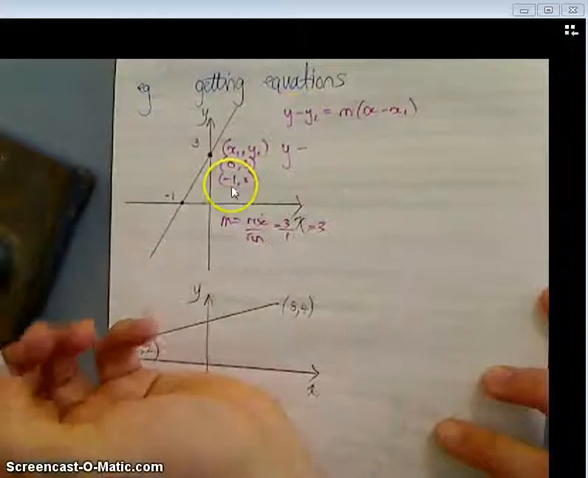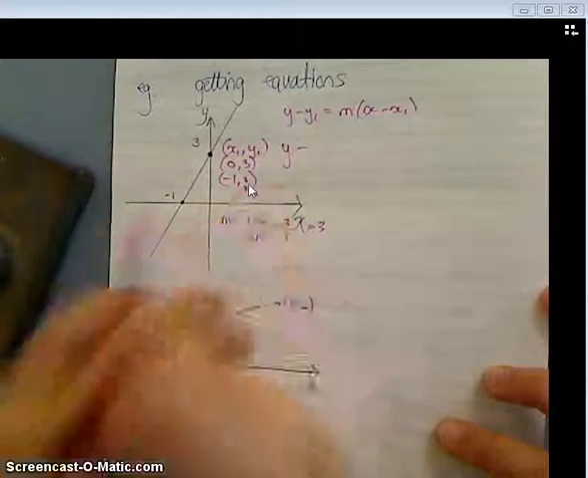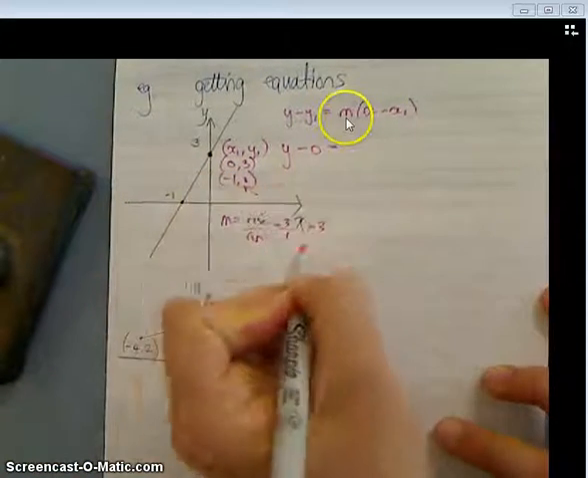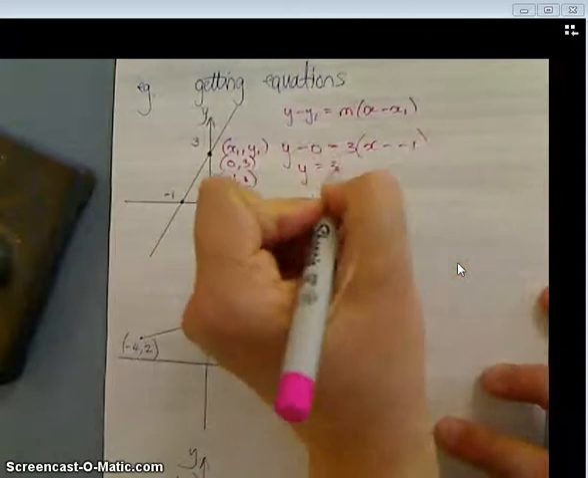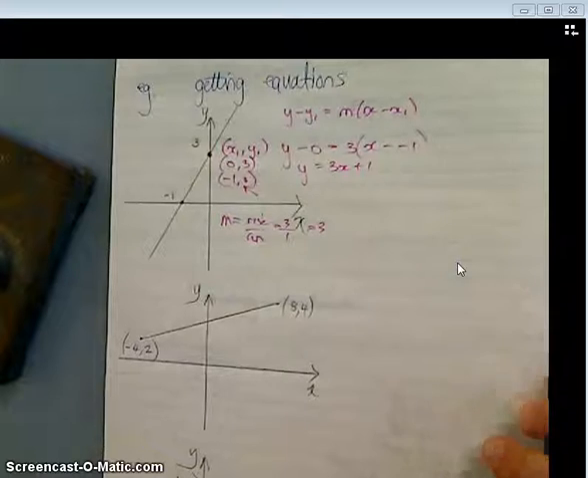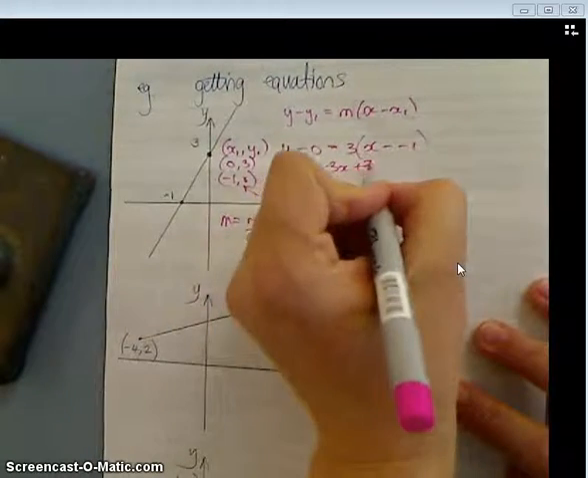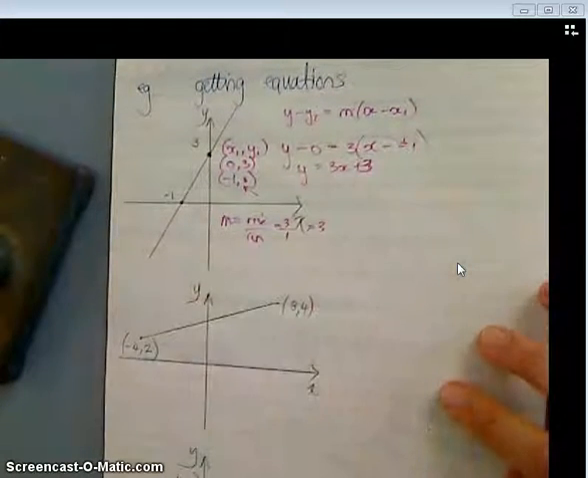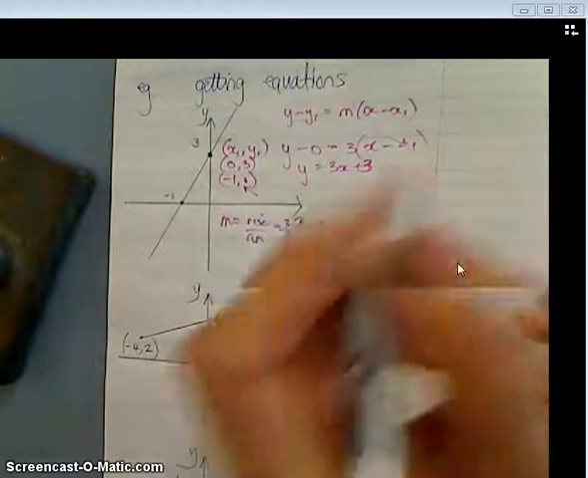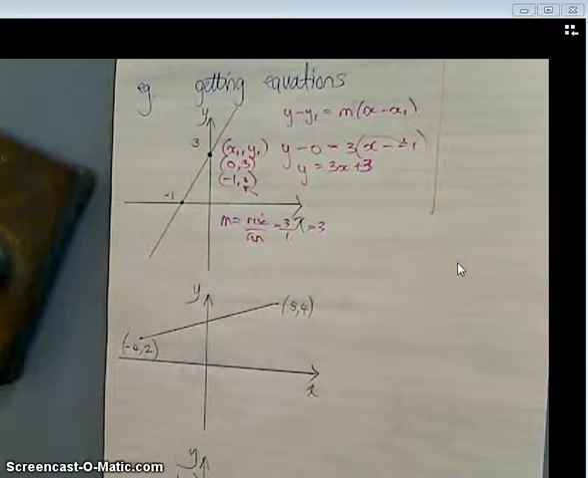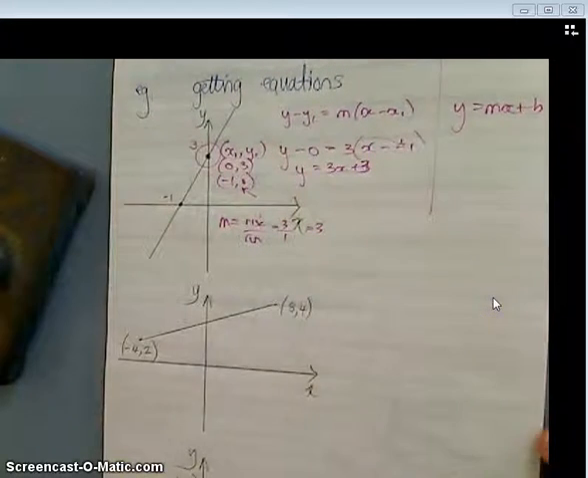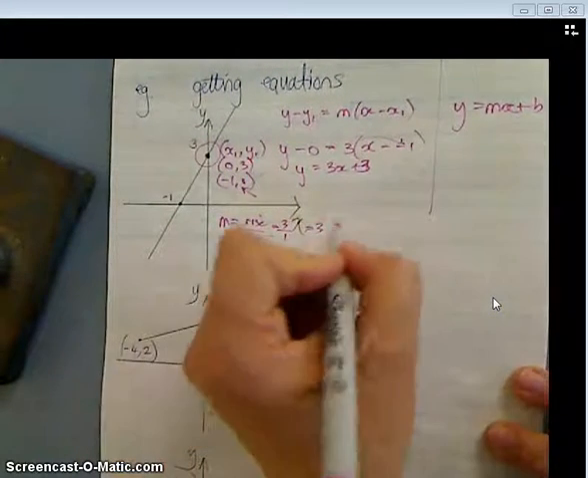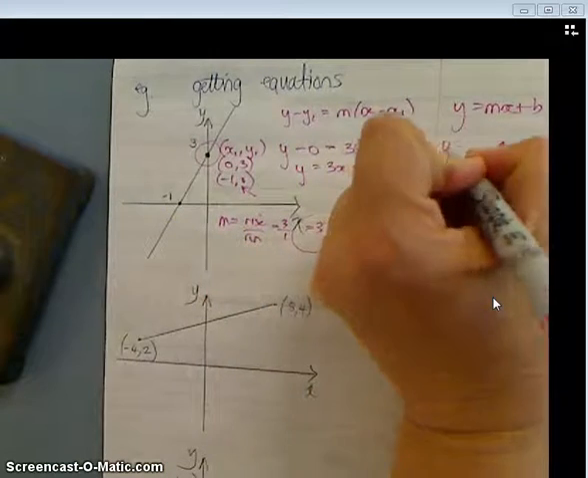Put it in here. I can choose either point. I decide to use this one because there's a 0 in it. And my gradient is 3. So it's 3x plus 3. That's using the point gradient formula. I could also use the gradient intercept method. I'd just need the gradient, which I've worked out in this particular part, and I know the intercept is 3 because I can read that off the graph. So once I've got those two pieces of information, I plug it straight in, 3x plus 3.